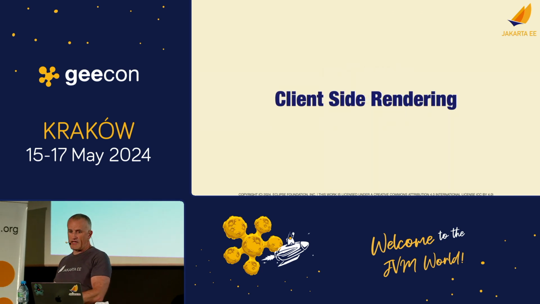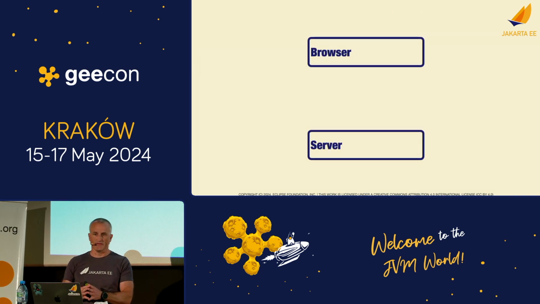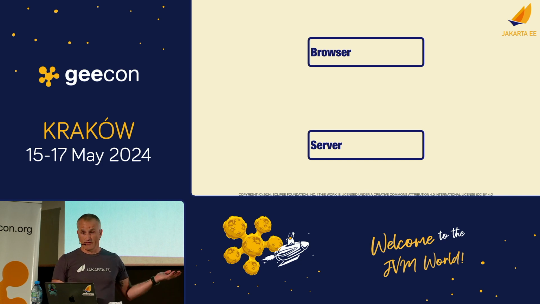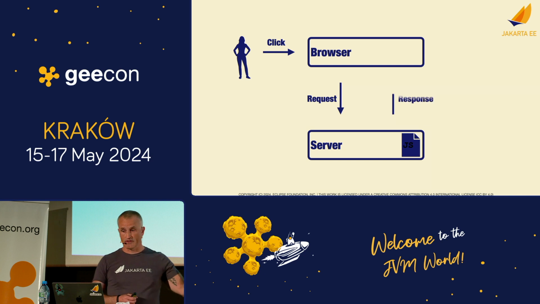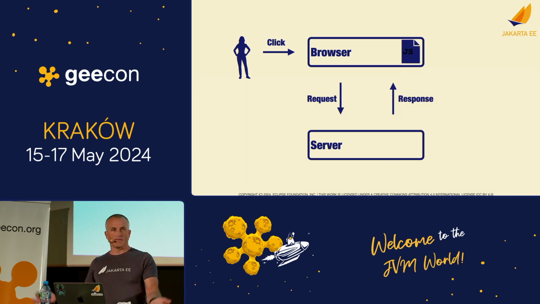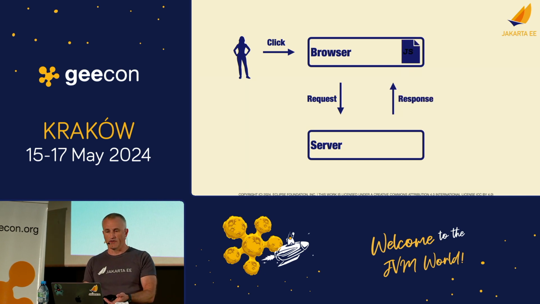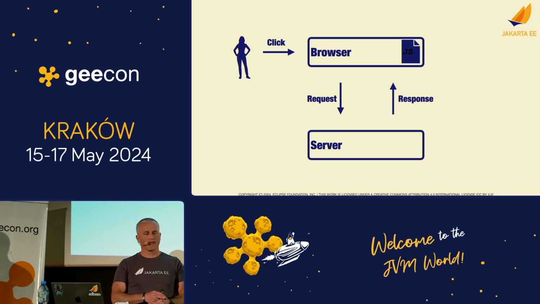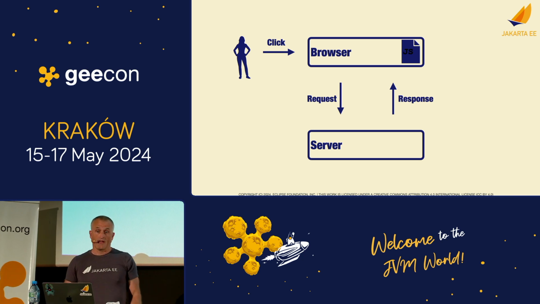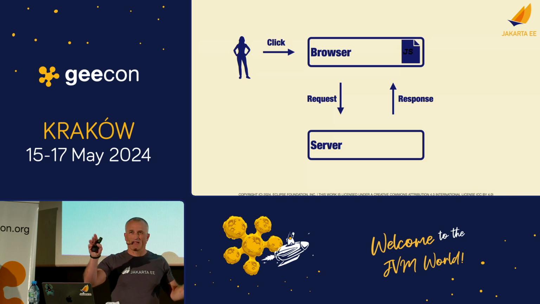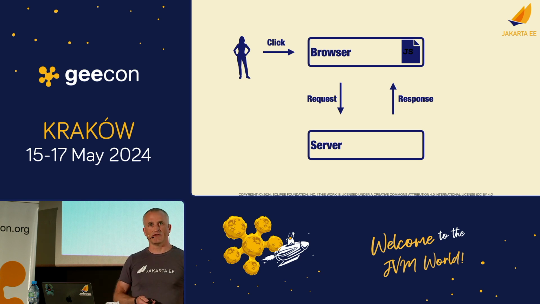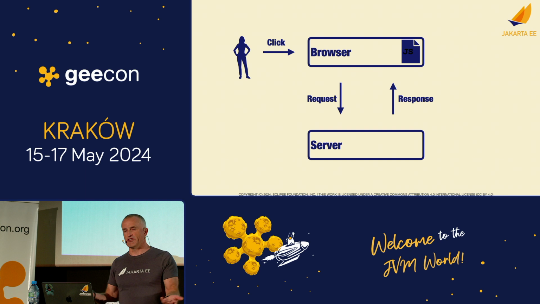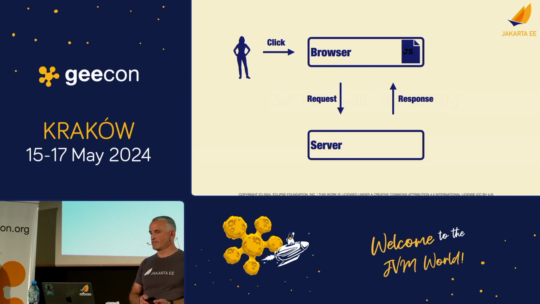So if we look at client-side rendering, you have a browser and you have a server. If a user clicks something in the browser, it sends a request to the server, which bundles some JavaScript and resources and sends it back to the browser. It can take a little while, but it gets there. Then when the user clicks again, it just invokes the JavaScript, and maybe it sends something back to the server, but the UI itself is just happening in the browser. So that's the traditional client-side way of doing it.